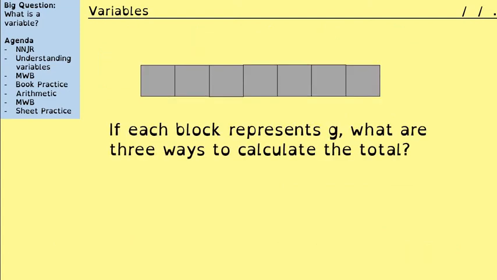So here's another bar model, and I want you to copy this down, the bar model, into your book, and I want you to answer this question. If each block represents G, what are 3 ways to calculate the total? So pause the video and do that now.